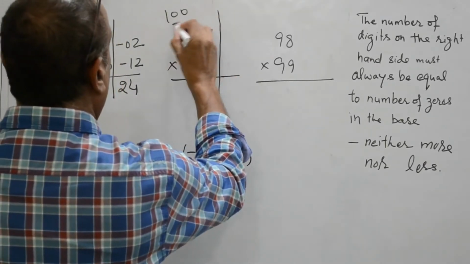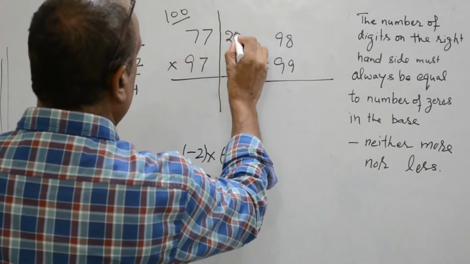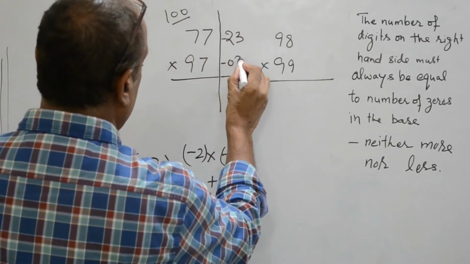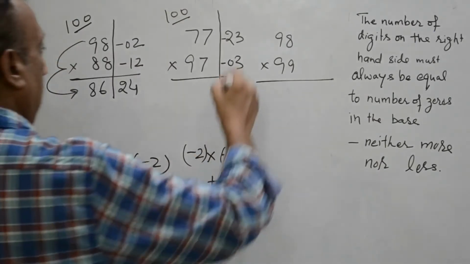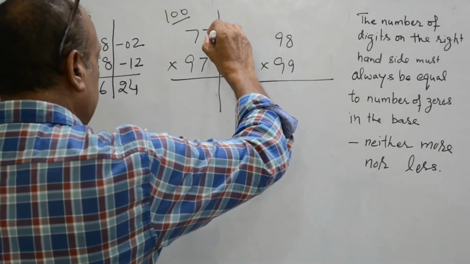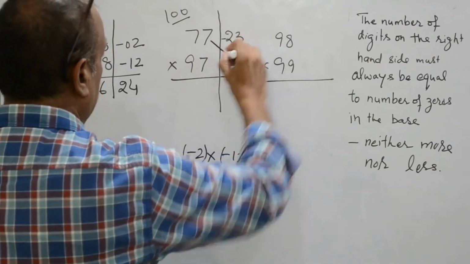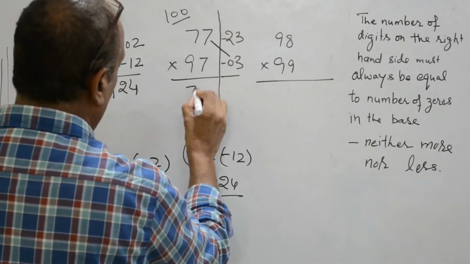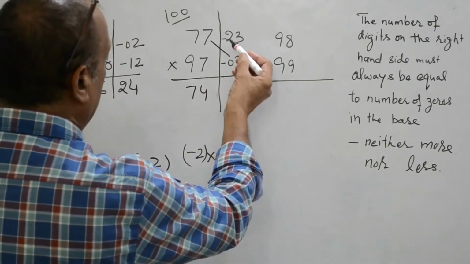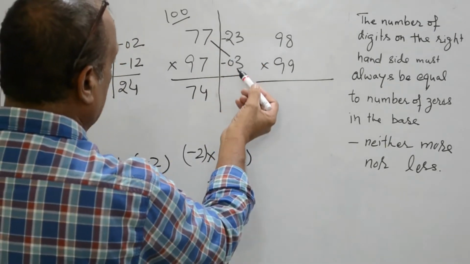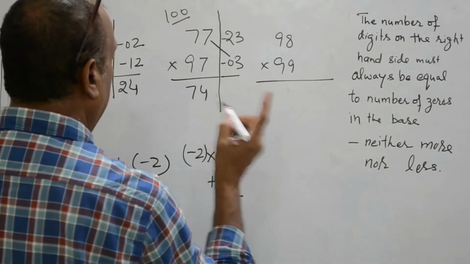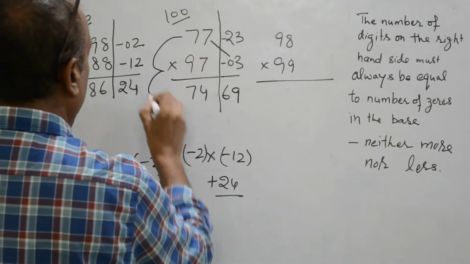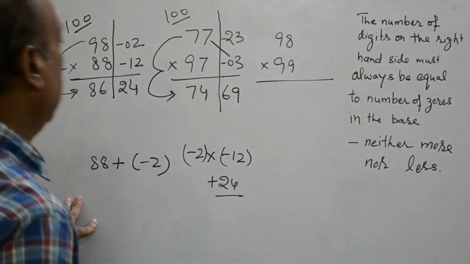This is 23 less than the base. This is 3 less than the base. Now deduction of these two numbers, that is easier. 77 minus 3 is 74. Now multiply minus 23 with minus 3, we get plus 69. So multiplication of these two numbers is 7469.